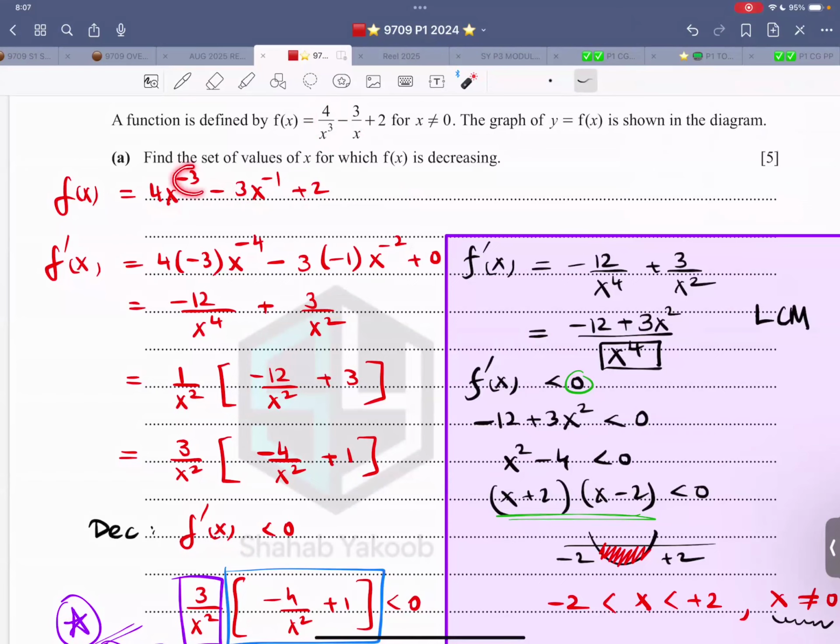Differentiate. Take the power down. x remains as it is. Power reduces by 1. Minus 3 as it is. Minus 1 comes down. x^-2. Derivative of a constant is 0.